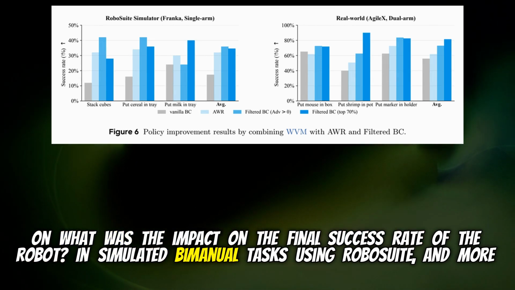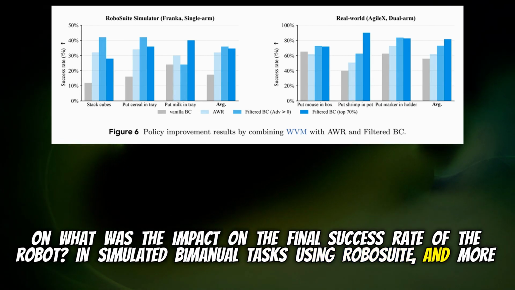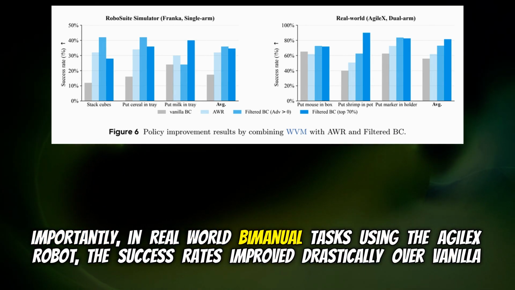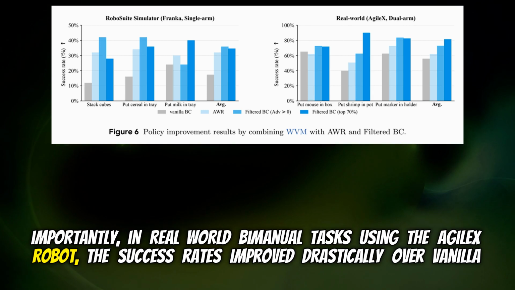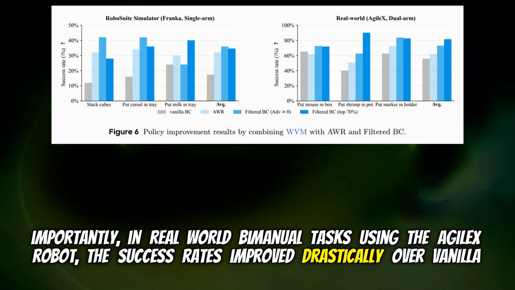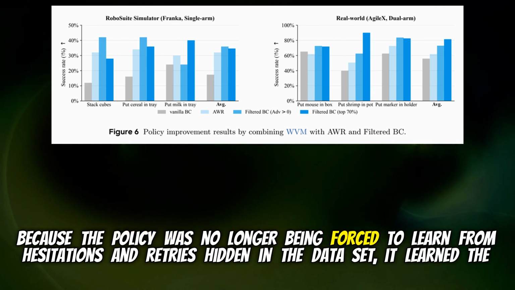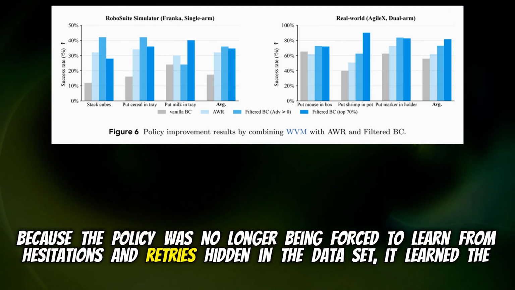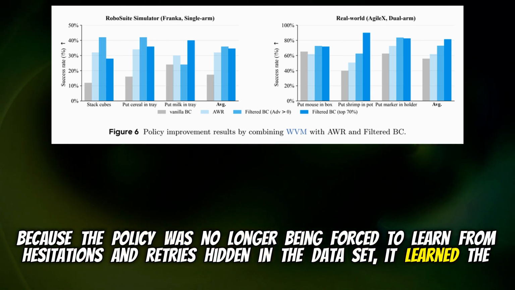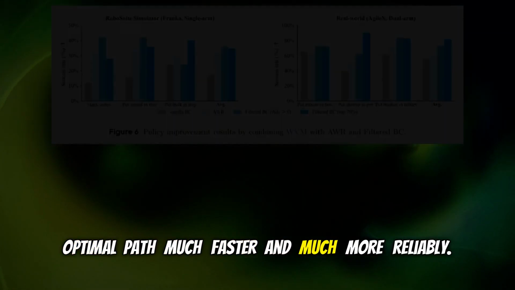In simulated bimanual tasks using RoboSuite, and more importantly, in real-world bimanual tasks using the AgileX robot, the success rates improved drastically over vanilla behavioral cloning. Wow. Because the policy was no longer being forced to learn from hesitations and retries hidden in the dataset, it learned the optimal path much faster and much more reliably.